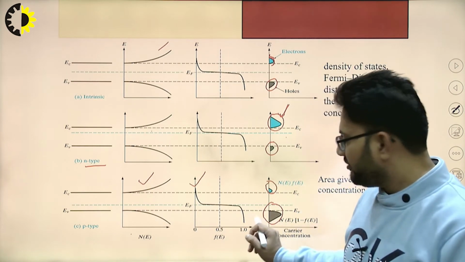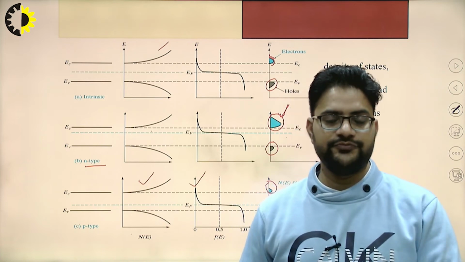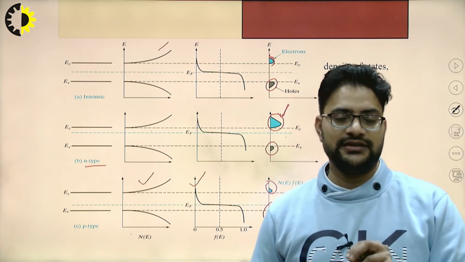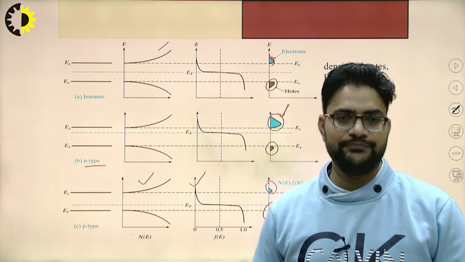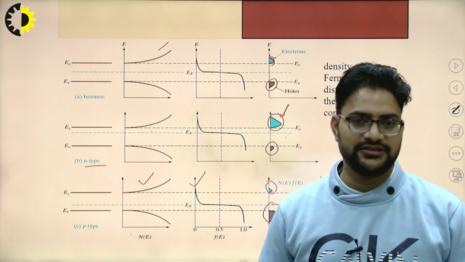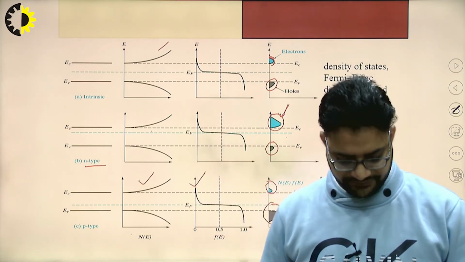So what can we conclude? We can conclude that we can find the electron and hole concentrations at equilibrium for the n-type, p-type and intrinsic semiconductors using this Fermi-Dirac function.